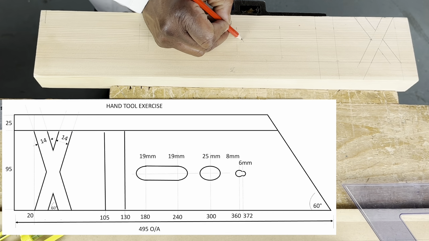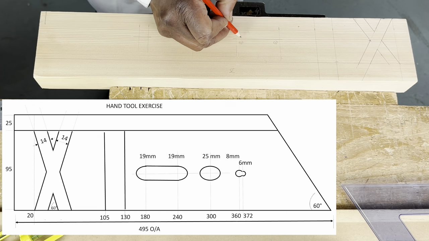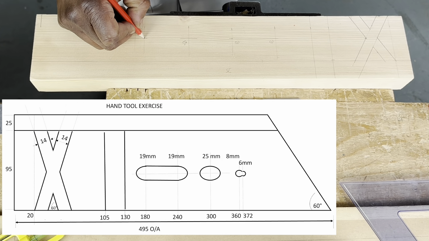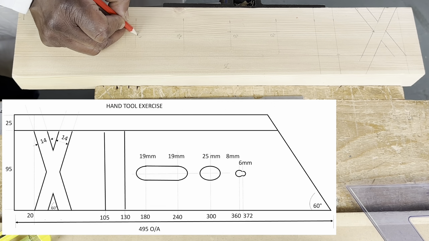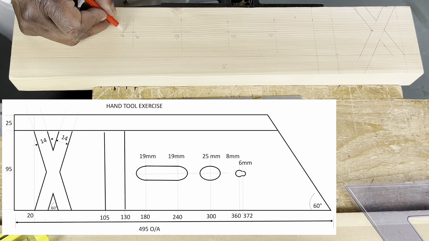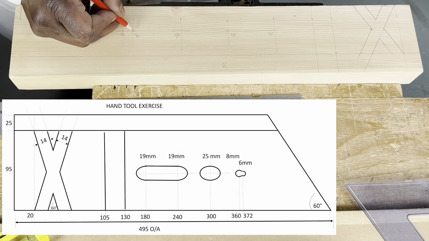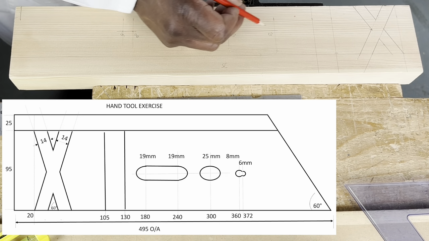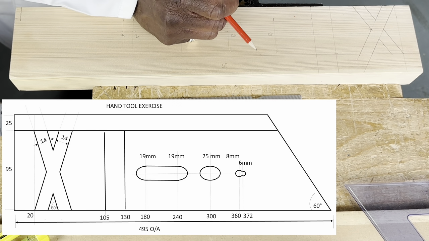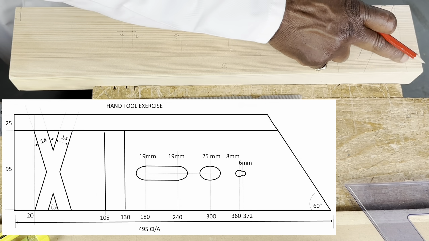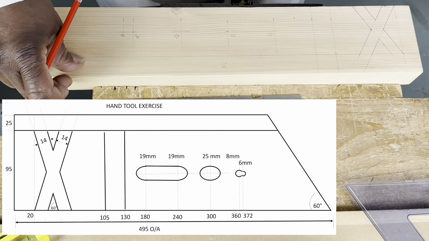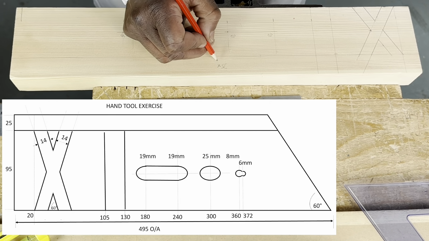So this is 25. This is 19. This is going to be 19. This is going to be the center marks for when I start drilling my hole. This is going to be 8. And this is going to be a 6. So what I'm talking about is the diameter of the hole. So this is a 6 mil, 8, 25, 19, 19 mil hole. I'm going to drill a series of 19 mil holes and then just chisel it away. This is going to be a housing, and this is a housing, but at an angle of 60 degrees. And then, of course, we've got a rebate going across here, which is 25 by 10.